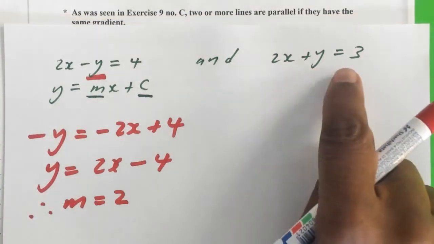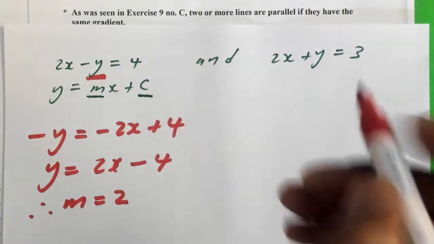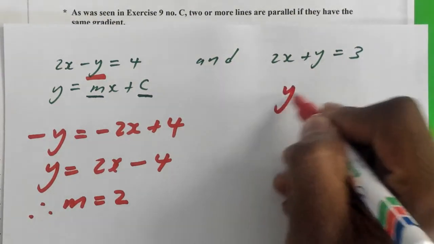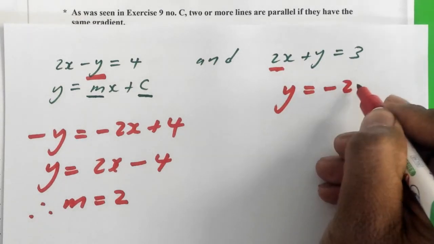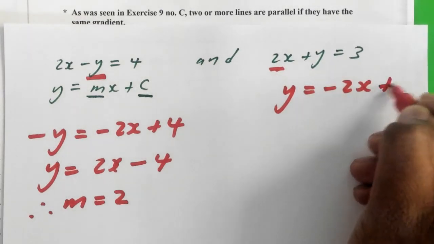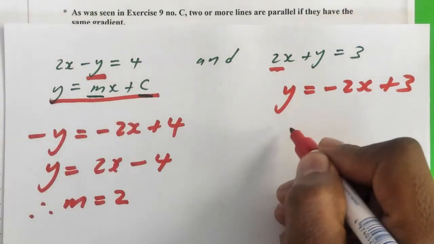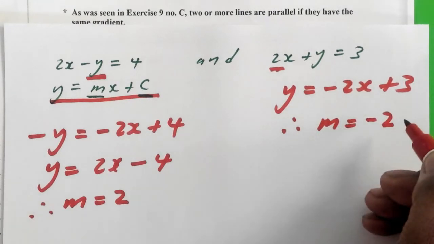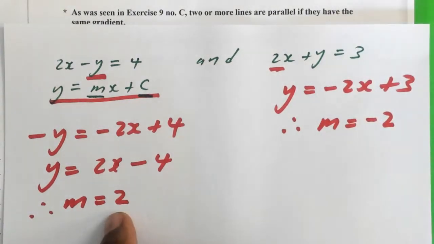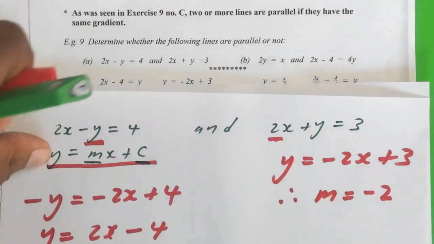Now we have to determine the gradient for line 2. So let's do the same. For y, just move 2x the other side, you get y equals -2x plus 3. It's already in that form now. Then I can happily say, therefore, my gradient is -2. Then is -2 the same as +2? No way. Not exactly the same.